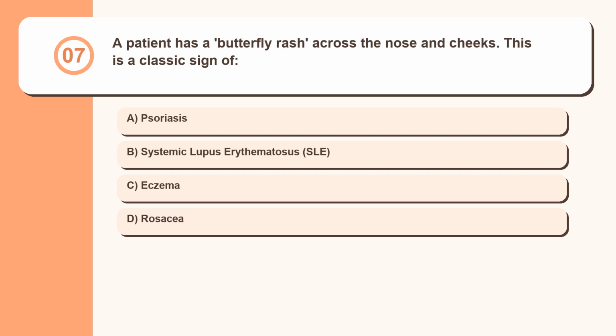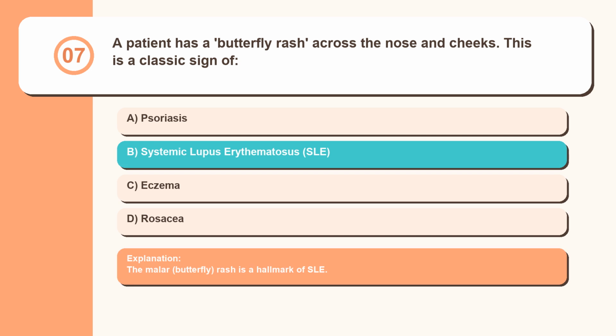Question 7. A patient has a butterfly rash across the nose and cheeks. This is a classic sign of psoriasis, systemic lupus erythematosus, SLE, eczema, rosacea. The malar, butterfly, rash is a hallmark of SLE.